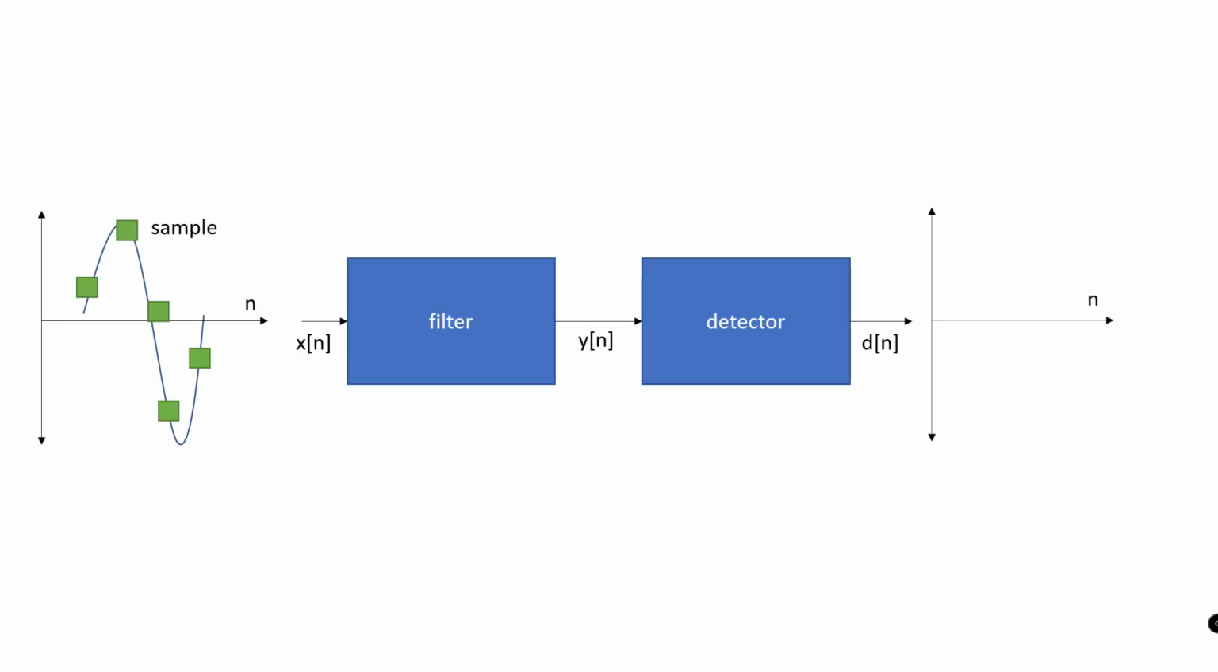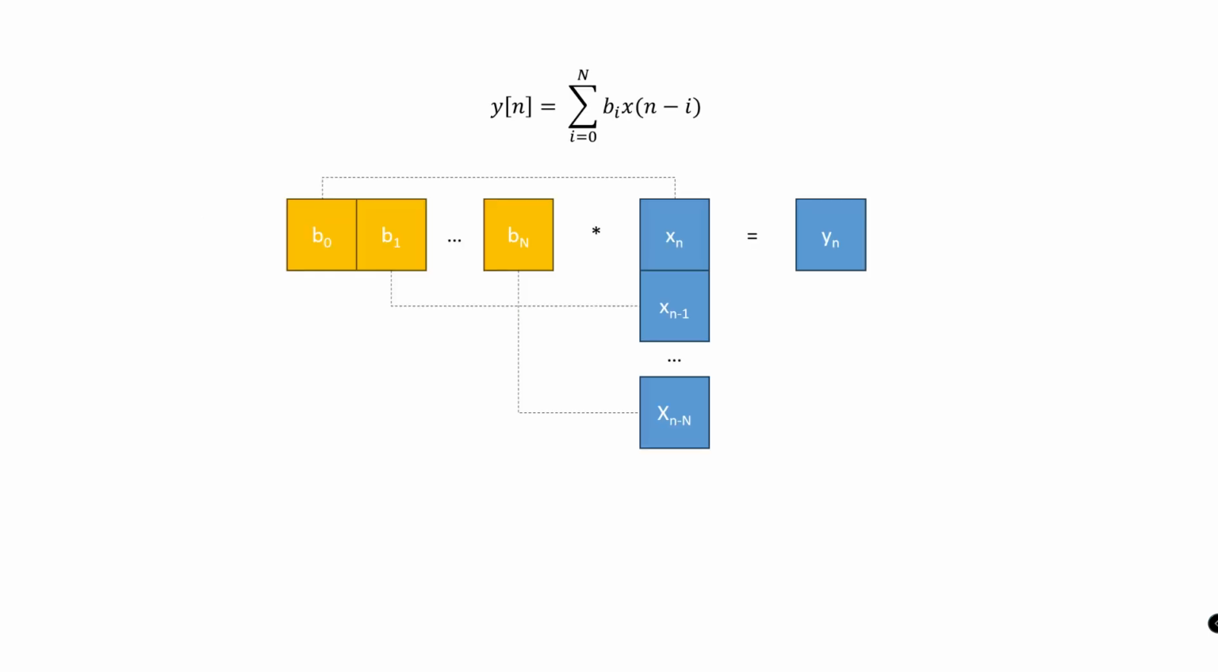A filter can be used to condition a signal. A detector can be used to identify interesting activity in the signal. We can use a dot product to compute a finite impulse response, or FIR filter. An array X holds the sample values. The coefficients of the filter are held in B.